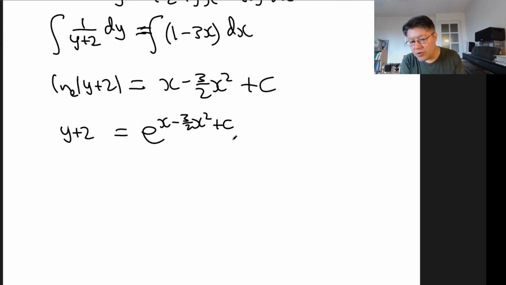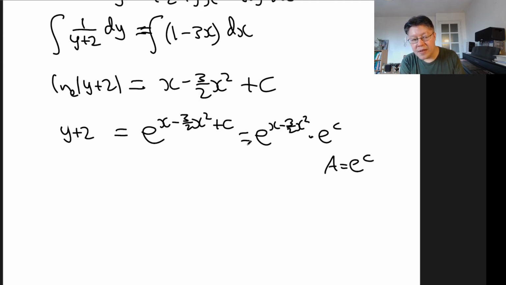But there's something that we usually do. If we have a plus c in the exponent, we usually split this up in the following manner. So we get e to the x minus 3 over 2 x squared times e to the c. And we're going to let this be a constant. Say, for example, let A equal e to the c. So we're going to get y plus 2 equals, so that's a capital A, and then we got the rest of this, e to the x minus 3 over 2 x squared.